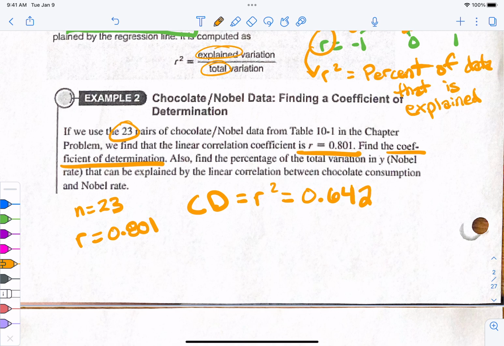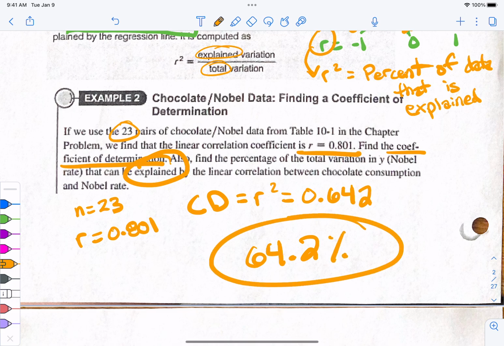Also find the percentage of total variation that is explained. Move the decimal. So what's my percentage? 64.2%. 64.2% of that data is making sense in there. It is explained by the linear correlation. 64% of my data is basically linear. The rest of it is not. So is 0.8 a good R in this case? No. If it boils down to 64% making sense, I don't think that's necessarily a good R. 0.8 is decently high, but I don't think that's real great.